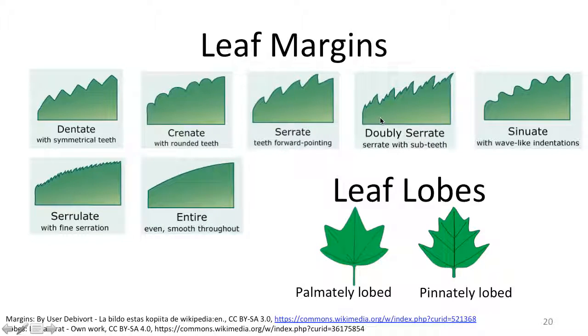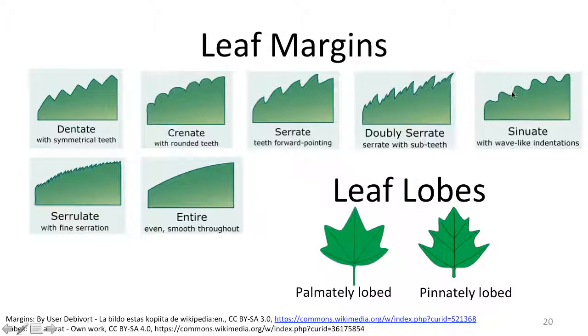We can, however, have doubly serrate leaves. In this case, we have big teeth that again are forward pointing, but leading up to each of those teeth are a series of smaller teeth. So it's sort of teeth within teeth. Because there's two layers, it's called doubly serrate.